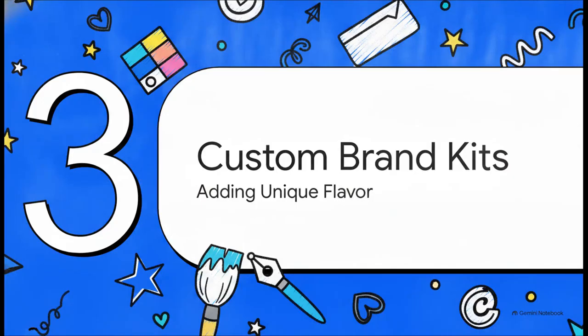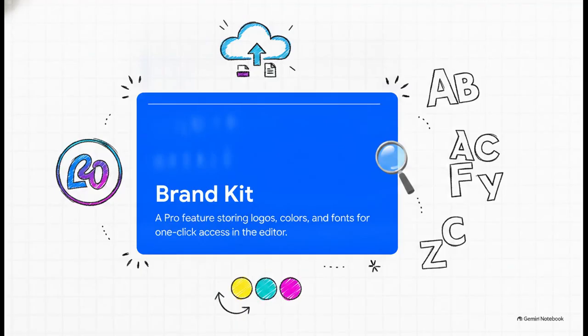All right, Section 3, Customizing with Brand Kits, which is all about adding your unique flavor to your work. As you get more comfortable playing with layering and coloring, you'll definitely want to establish a consistent look. And that brings us to setting up a brand kit. Now, this is a Canva Pro feature, but honestly, it is a total game changer. It stores your logos, your specific color palettes, and custom fonts, and it preloads them right into the editor for one-click access.